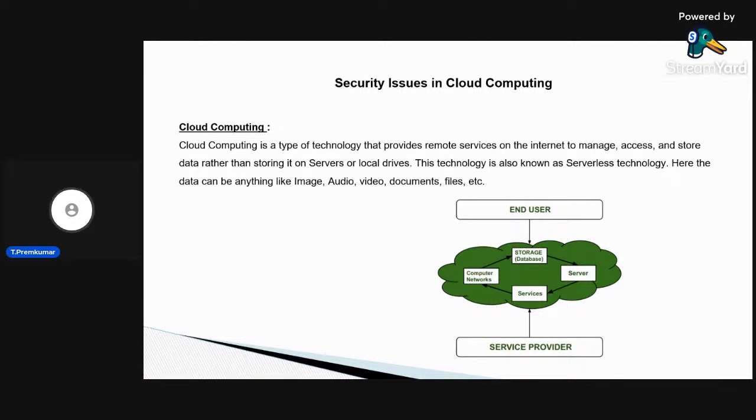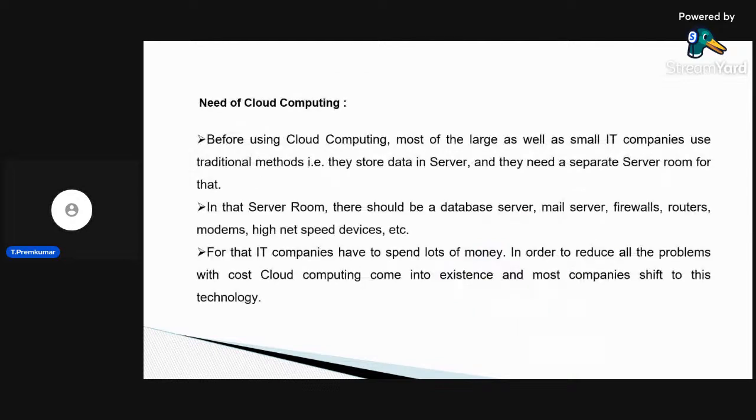The diagram below shows that we are the end users and the service providers are accessed in between the end users and the service provider. We have the cloud where you can store the data, you can also get access to the server, and you can also get the services of the cloud and also the networks.